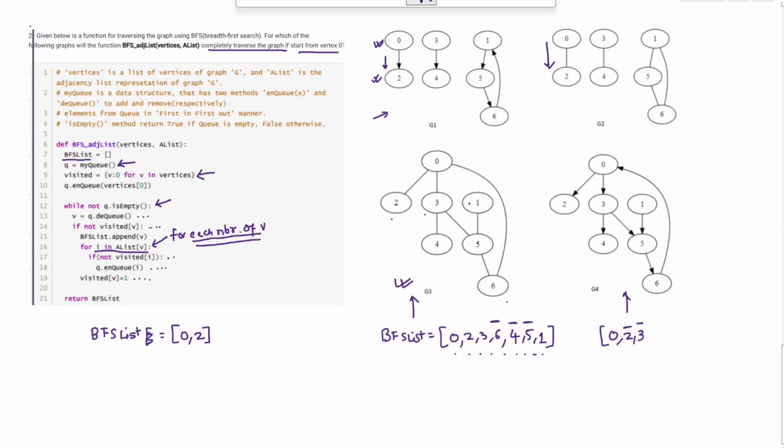Next we look at the neighbors of 3. What are the neighbors of 3? 4 and 5, okay? Just 4 and 5. 0 is not a neighbor because there is no outgoing edge from 3 to 0, okay? So we will add 4 and 5. Now let's look at the neighbors of 4. 4 does not have any neighbors, like no outgoing edges. What about 5? 5 has one outgoing edge, which is to 6. And for 6 we have one neighbor which is 0, but 0 is already visited, so nothing to do, right?